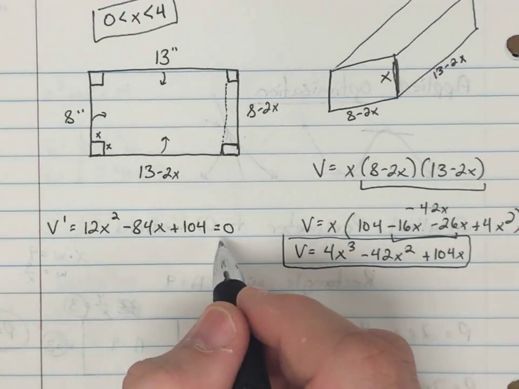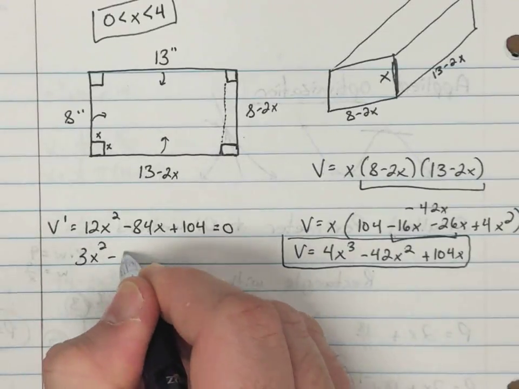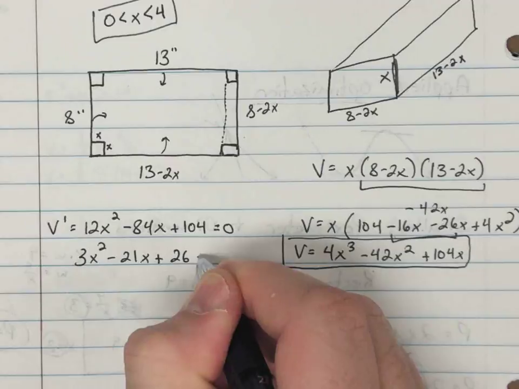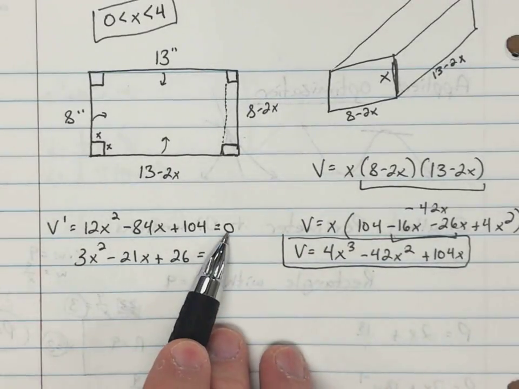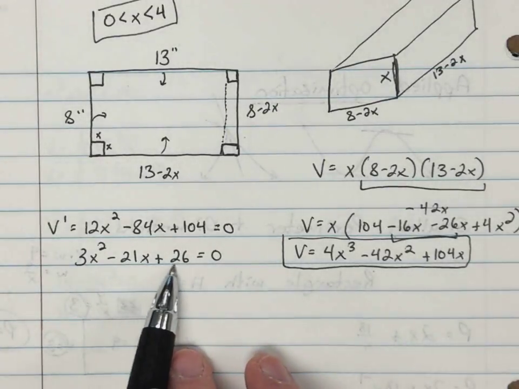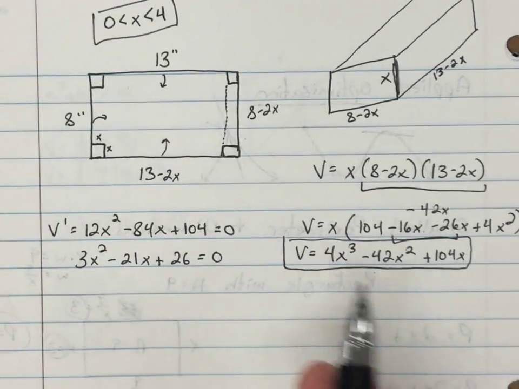I'd reduce this, divide everything by 4, gives me 3x squared minus 21x plus 26. 0 divided by 4 is also 0. That's the reason it's legal, because I did 0 divided by 4 as well. This is a quadratic equation. We've got to solve it equal to 0, so it goes back to that same.